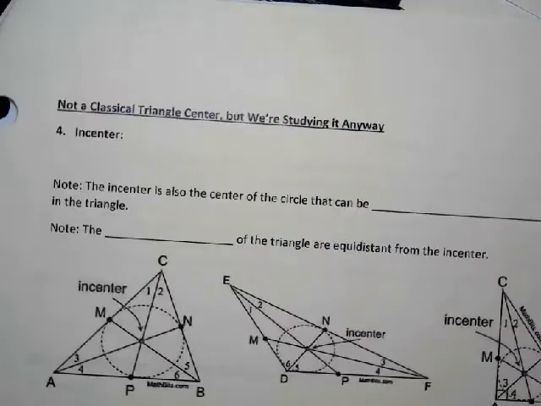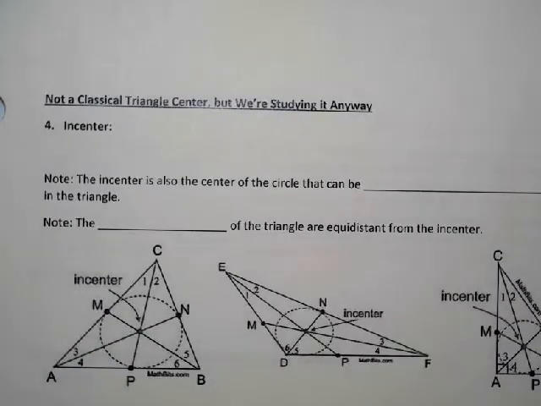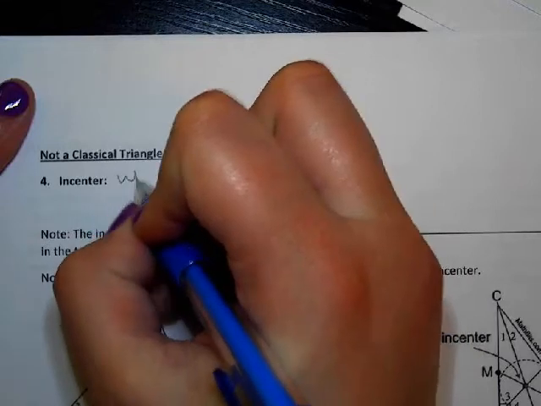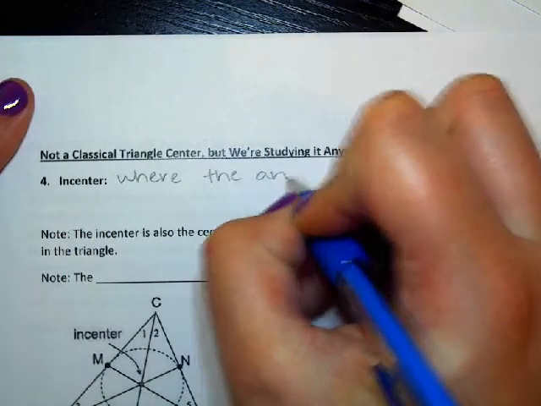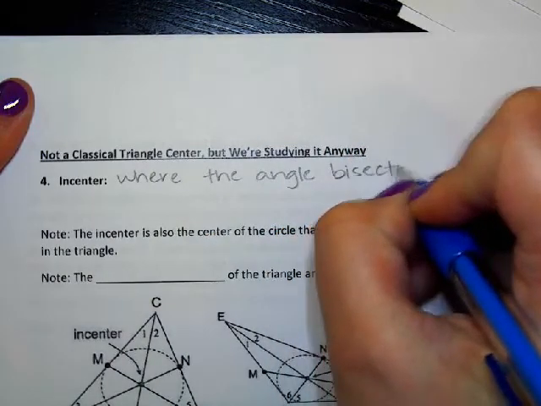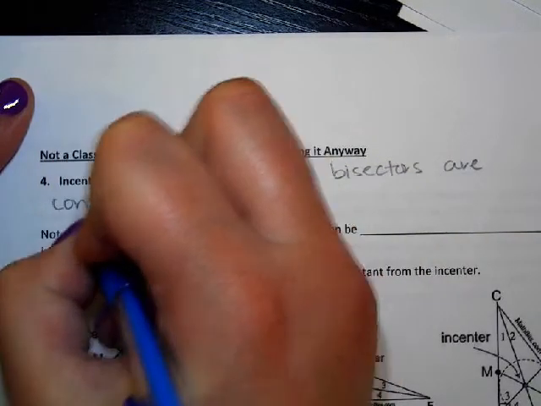The next one is not a classical triangle center, but we're going to study it anyway. It's the incenter. The incenter is where the angle bisectors are concurrent.